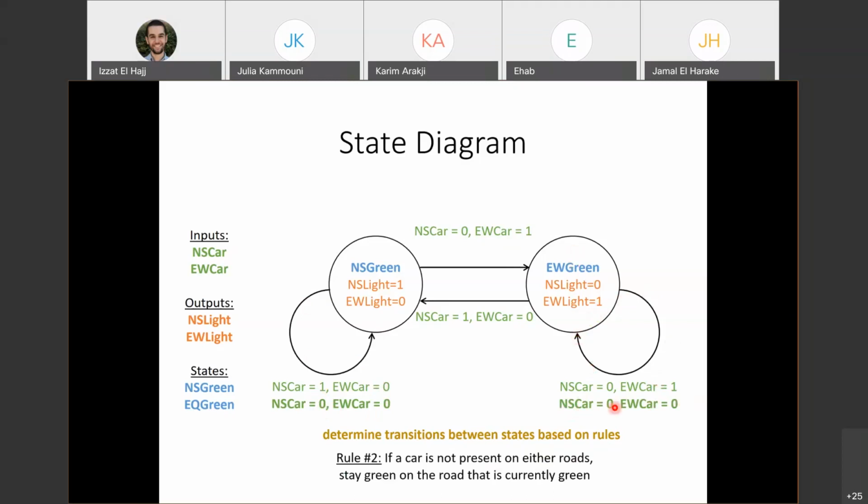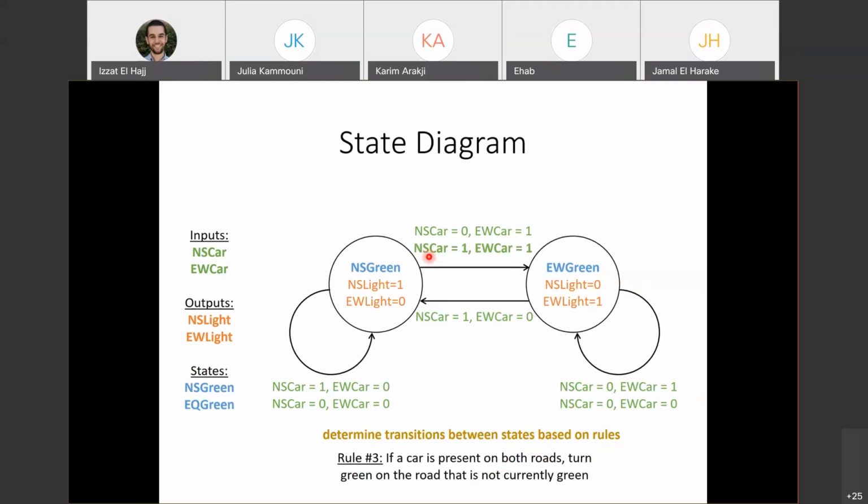Okay. Now we have one more rule, and that's the third rule. The third rule tells us that if a car is present on both roads, we're going to turn green on the road that is not currently green. Okay, and this ensures that both roads have a fair amount of time on the green light. So here if I'm in NS green and I get 1, 1 as an input, I have cars on both sides. What do I do?